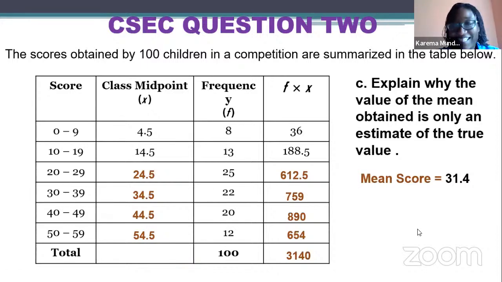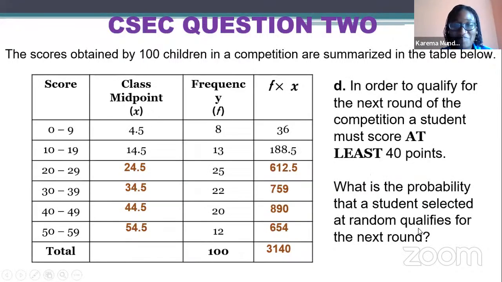All right, let's continue. This one we may have to spend a little bit of time on, not a lot. In D, we're told that in order to qualify for the next round of the competition, a student must score at least 40 points. At least 40 points. Before I even get to what they're asking us about in the next part, what does it mean?